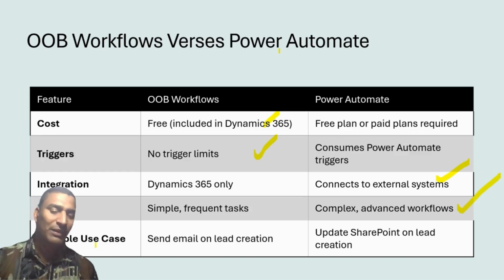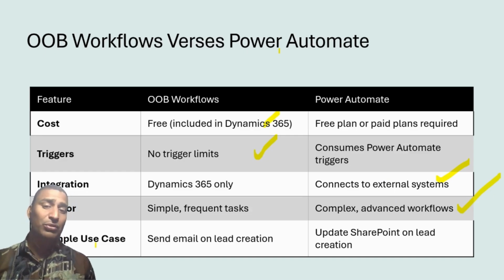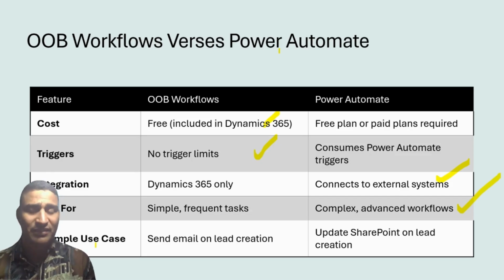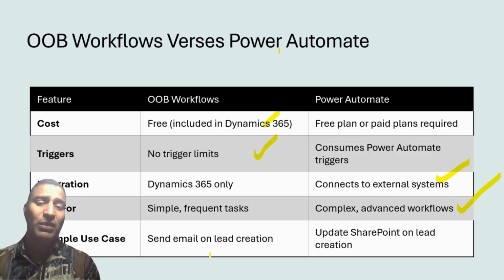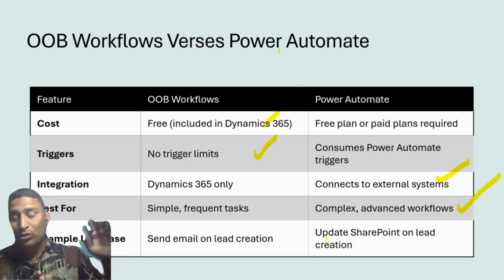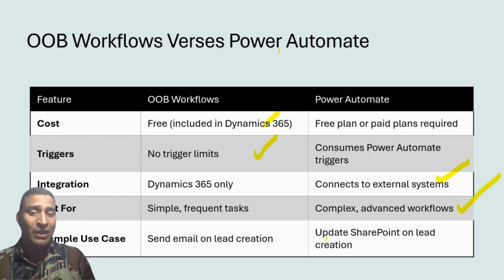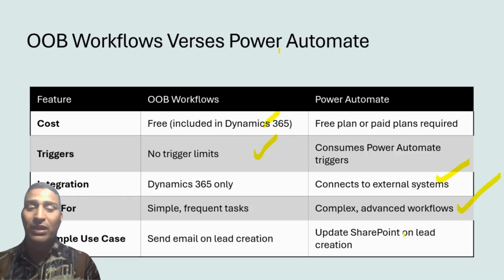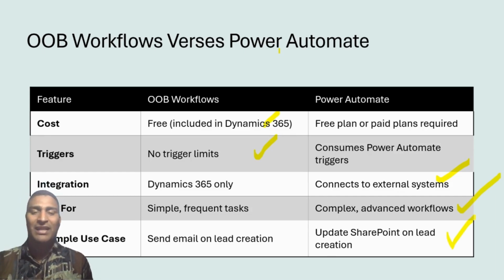Normally, for things like sending an email on lead creation, whatever is happening within Dynamics 365 CRM, you can use out of box workflows. But whereas coming to the external areas, for example when you need an approval from a third party system, at that time you can use Power Automate. These are some of the basic differences between the out of box workflow and Power Automate.